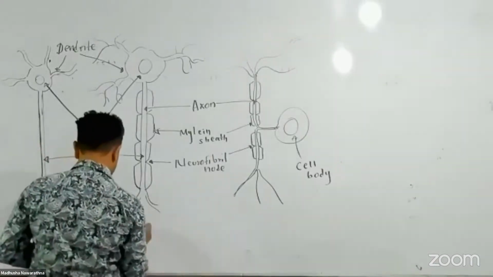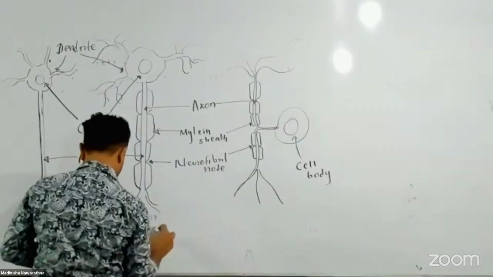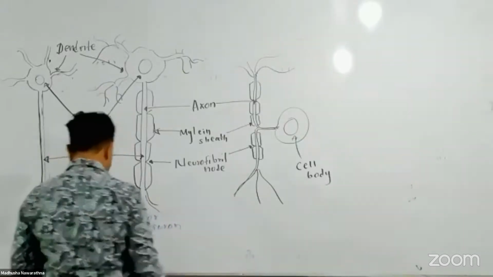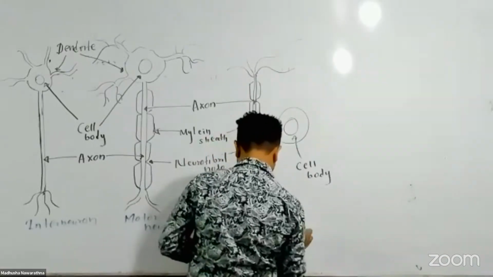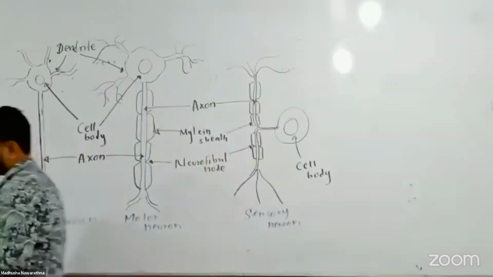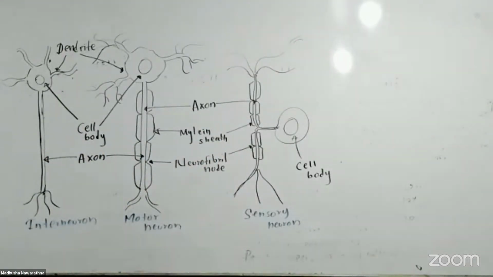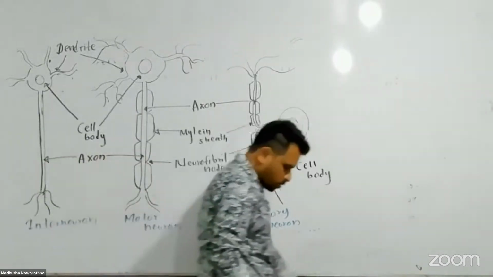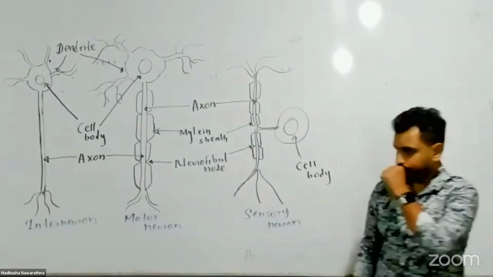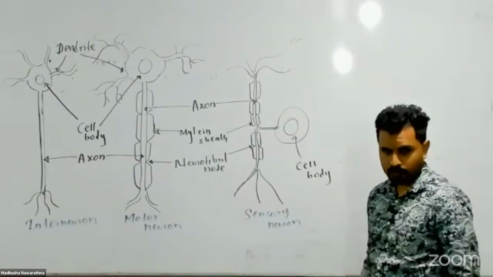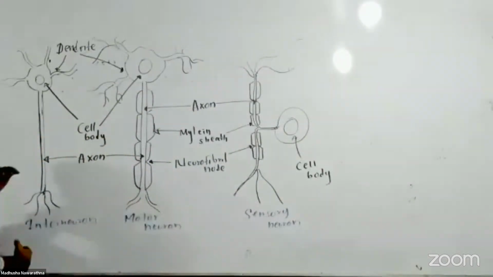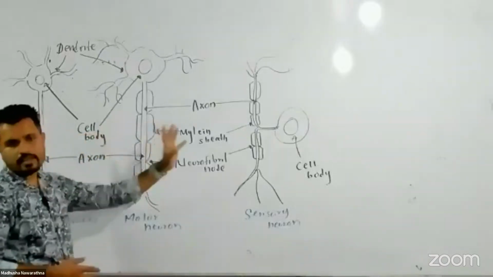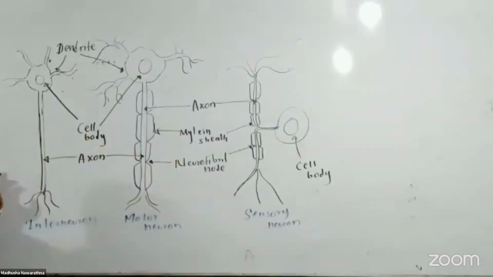Interneuron, motor neuron, and then the sensory neuron. Could you please draw these structures? These structures are very important, because now you can identify them. You can observe the differences among each other.